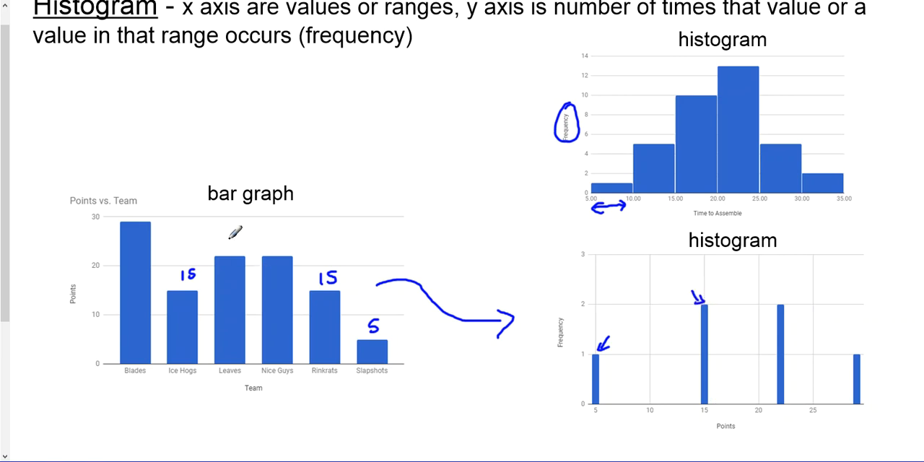Same thing for 22 points. There are 2 teams with 22 points, so when we get over here to 22 points, we have a bar that is twice as high. And then finally that last one is 29, so over here at 29 there's one team again. So we can make a histogram out of this data, but in doing so we have to get rid of these team names. We don't know which team name corresponds to that particular number of points because we've gotten rid of that second variable.